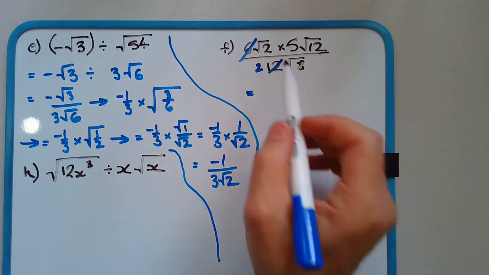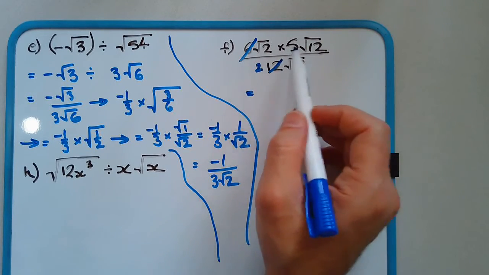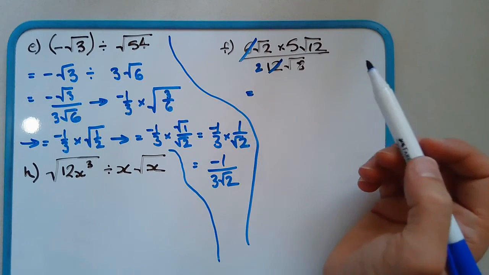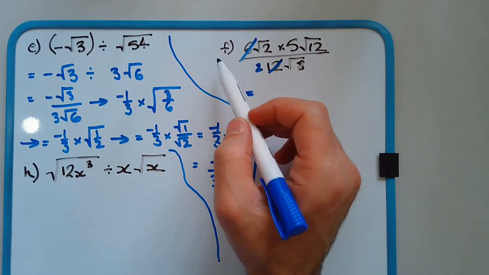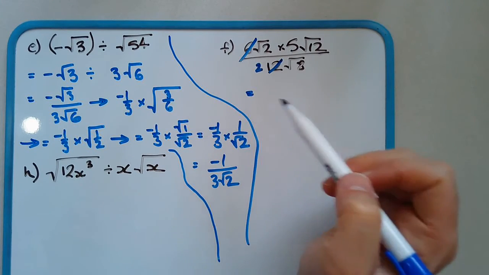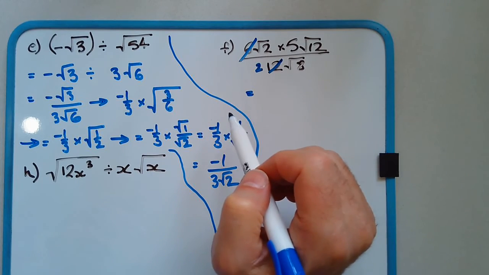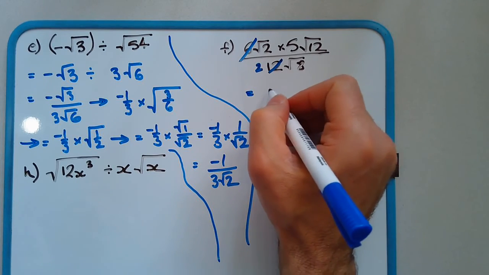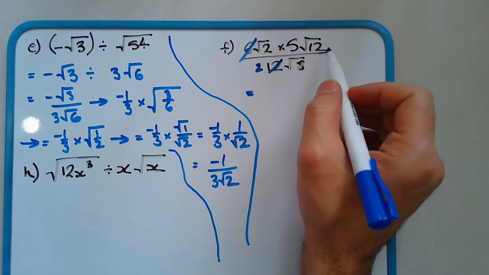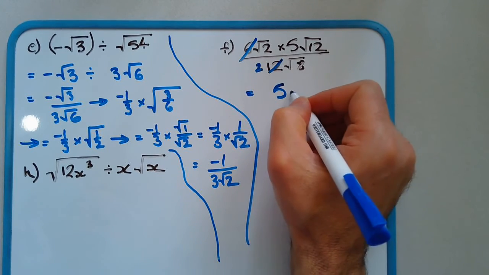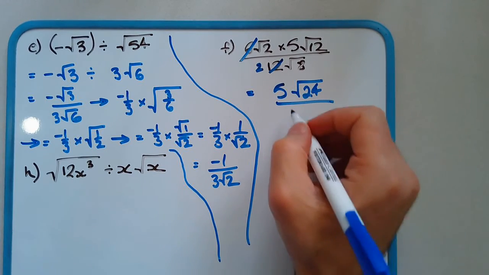Okay? And I can do that because the two terms in the numerator are being multiplied together anyway. Okay, if there was a plus sign there, you'd have to factorize the 6 out first. But it's not, so you don't need to factorize it in this case. Right, so that gives us root 2. So we've got 2 root 2 times 5 root 12. So that's going to be 5 root 24 over 2 root 8.